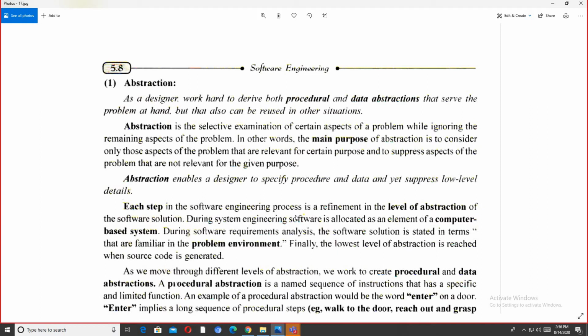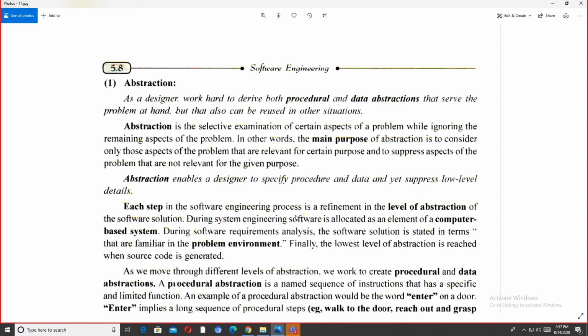But it is different from refinement. Refinement is connecting a particular information at the narrowest level of abstraction. An abstraction is a selective examination of certain aspects of a problem. It is mentioned here clearly that abstraction is the selective examination of a certain aspect of a problem while ignoring the remaining aspects of the problem.